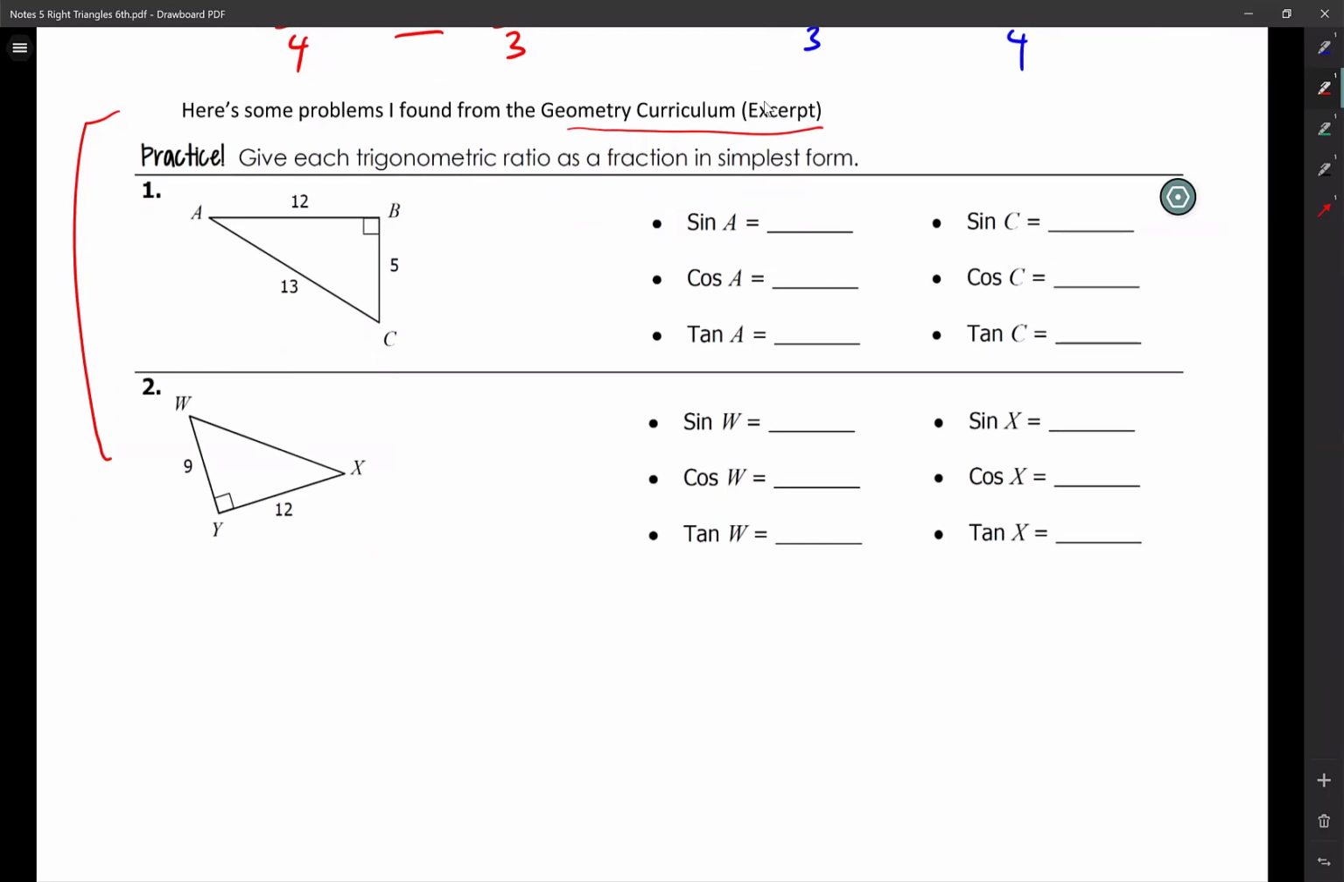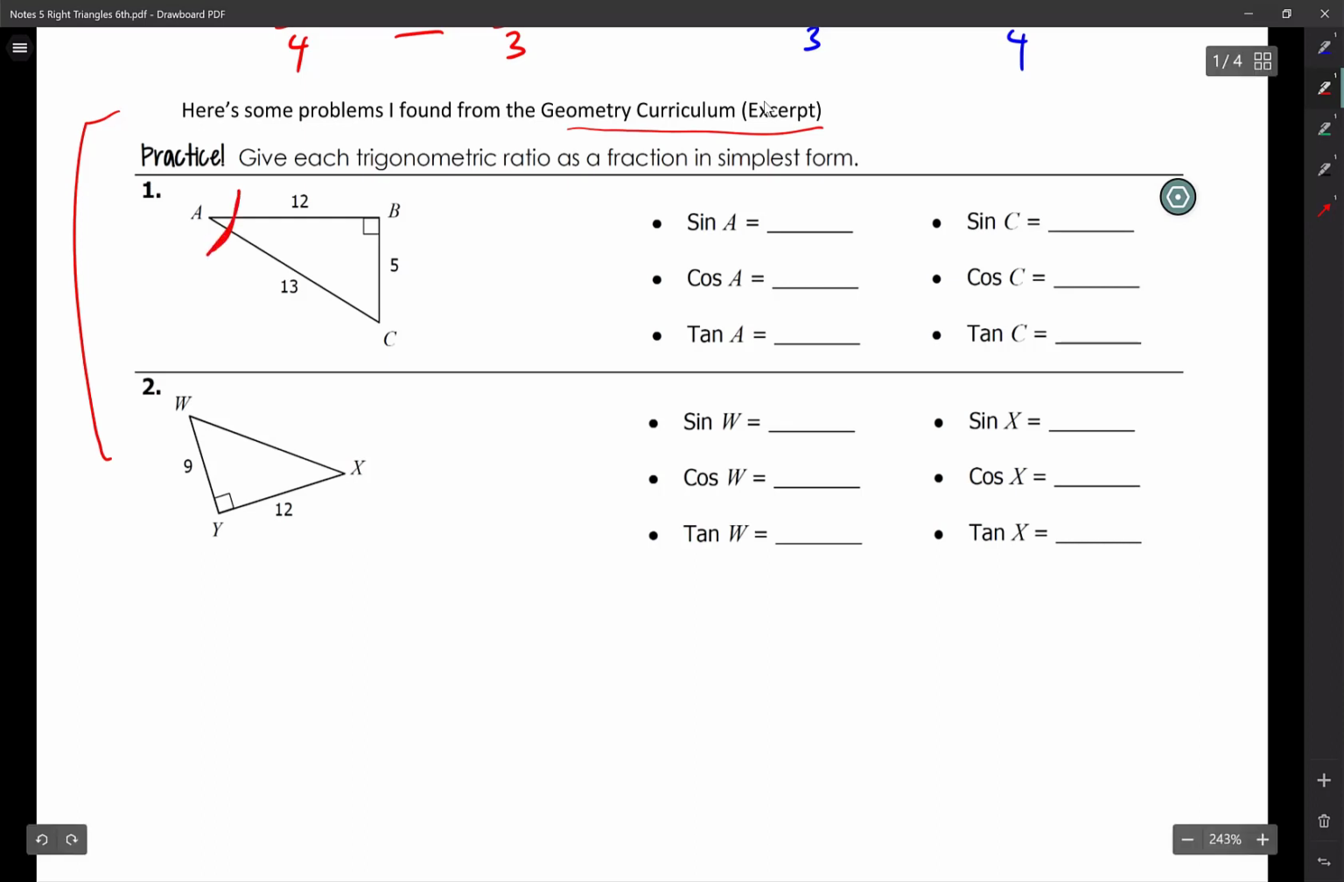And it says, give each trigonometric ratio as a fraction in simplest form. And I probably didn't have to necessarily take this. I just wanted to show you guys that you have done this before. Does this look familiar to you guys or no? At least I hope it's familiar. Yeah, I hope it is.